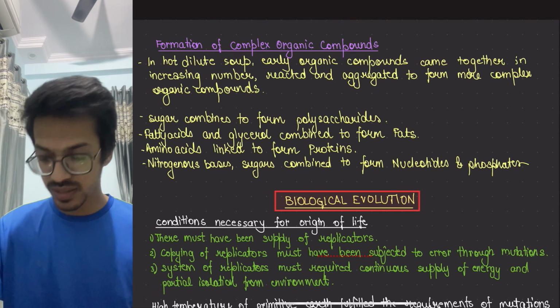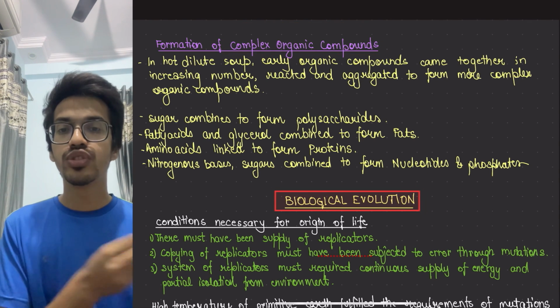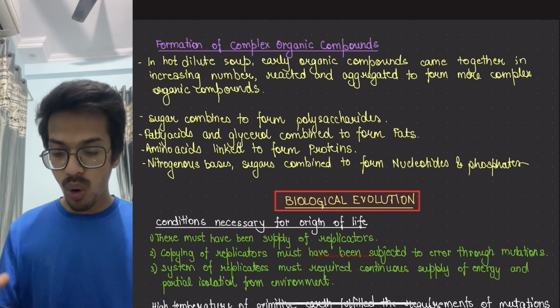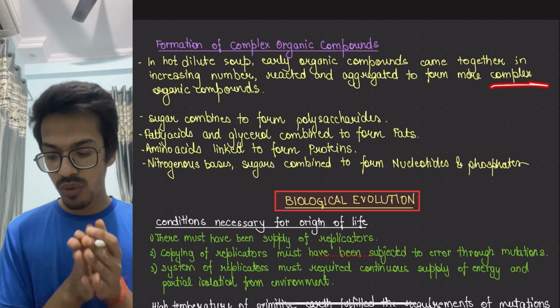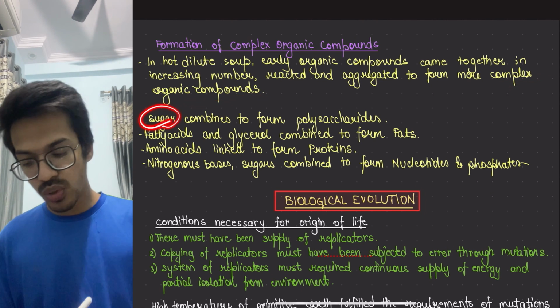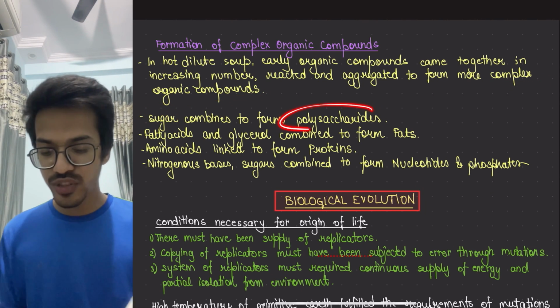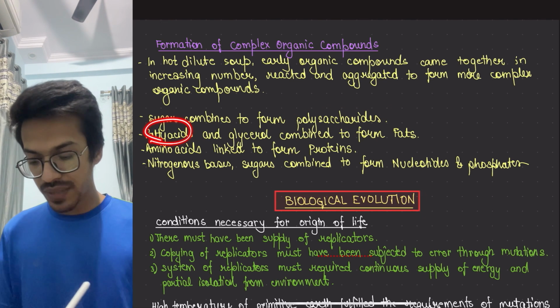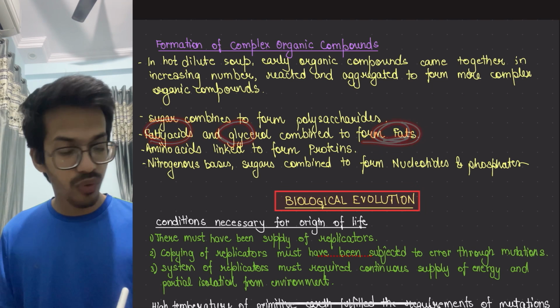Then next comes, okay, these are the simpler organic substances, how do they become complex? We say that in the hot dilute soup, meaning a prebiotic soup or the ocean that was present at that time, all of them aggregated and formed complex substances. Sugars like hexose combine together to form polysaccharides. One such polysaccharide would form what? Cell wall.